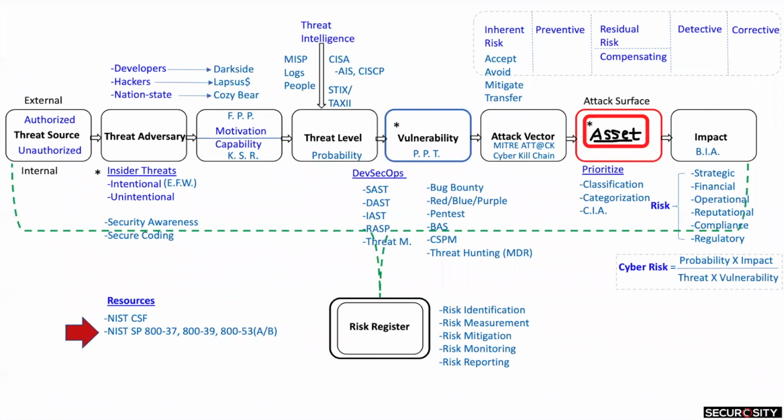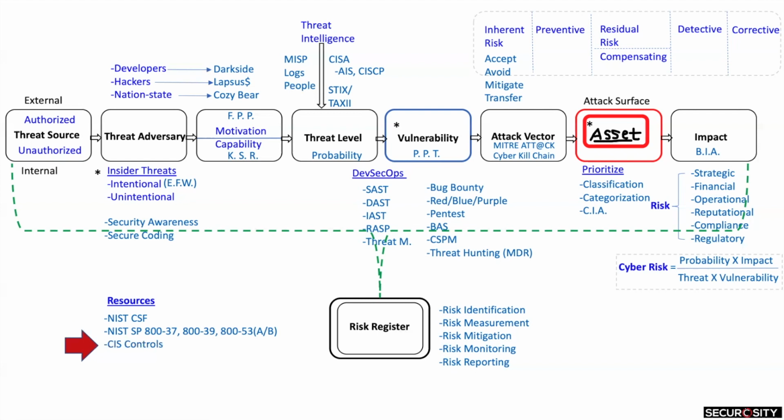Let's start with the 853A, Assessing Security and Privacy Controls. It provides a methodology and a set of procedures for conducting assessments. And the 853B, Control Baselines for Information Systems and Organizations. It provides guidance on three security control baselines for low, moderate, and high impact for federal systems.